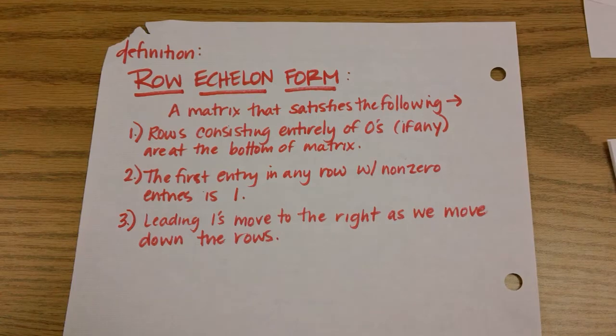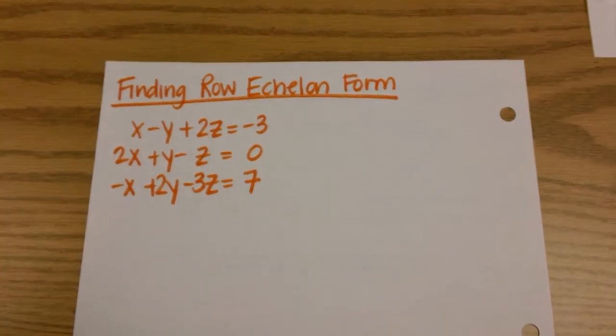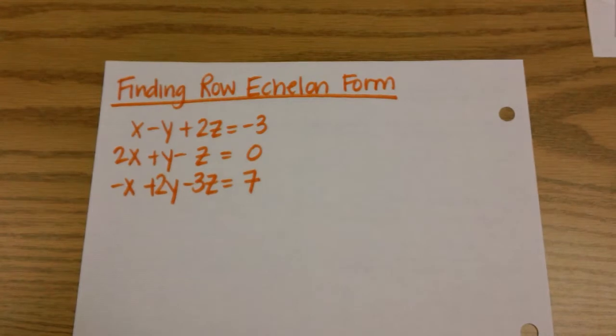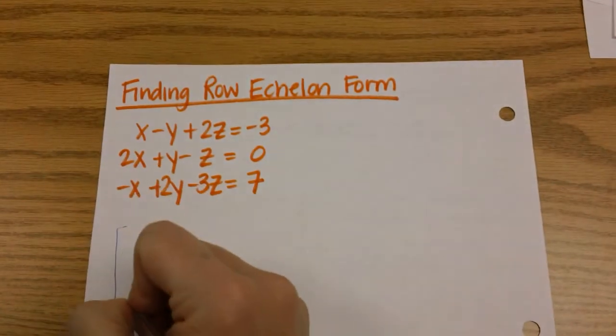All right, in this next example, we're going to talk about finding row echelon form. To find row echelon form, you're going to be given something like this, where it's an example, and the first step is to write your augmented matrix. So we're going to start, and we're just going to write that out.